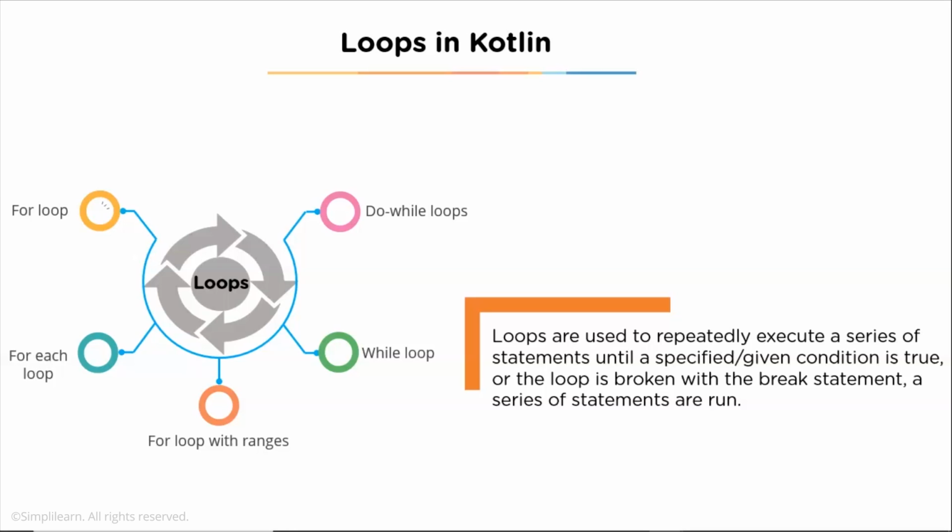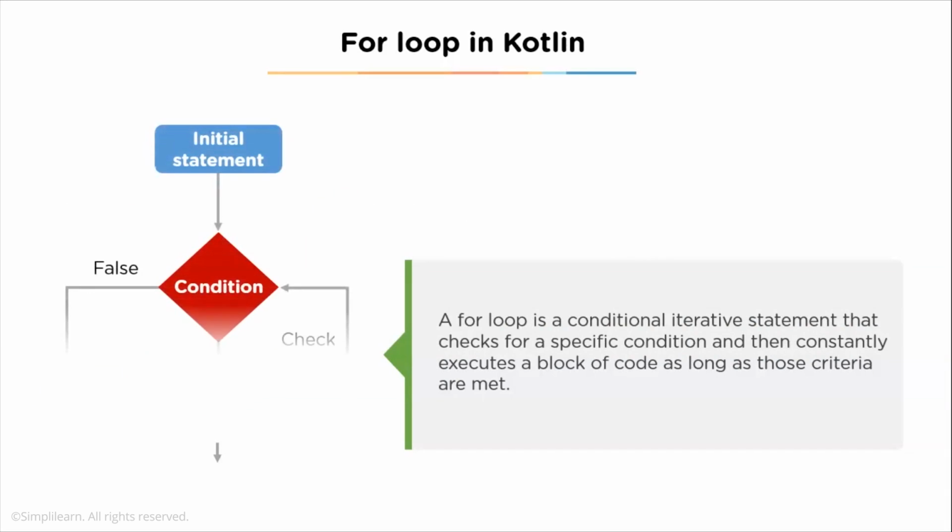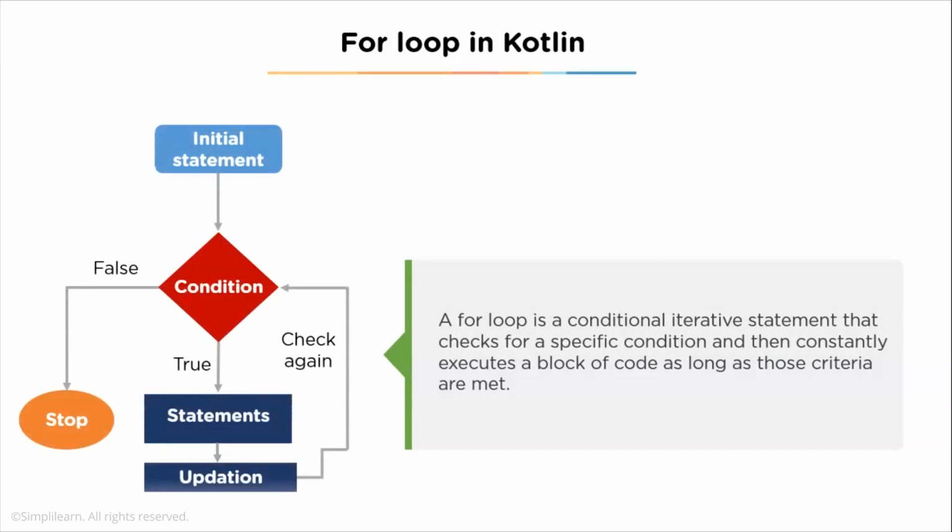There are various types of loops in Kotlin, like for loops, for each loop, for loop with ranges, while loop, and do while loop. So let's go ahead and understand these loops. Now we'll start with for loop in Kotlin.